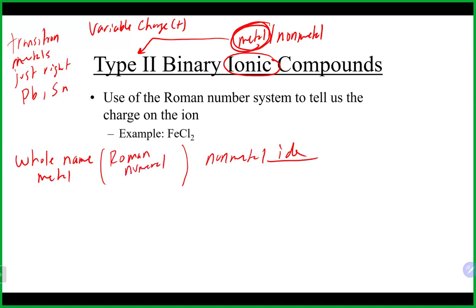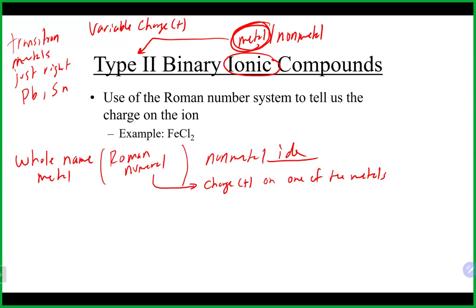Now, the Roman numeral is oftentimes mistakenly thought of. So what does the Roman numeral mean? The Roman numeral is the charge, which is the positive charge, on one of the metals. So if you took out just one of the metal ions in a type 2 compound, the Roman numeral indicates the actual positive charge it is. It does not indicate how many metals you have, which is a common mistake people make. People see a 2 and think it means you have 2 of those metals. So again, the Roman numeral indicates what the positive charge is.